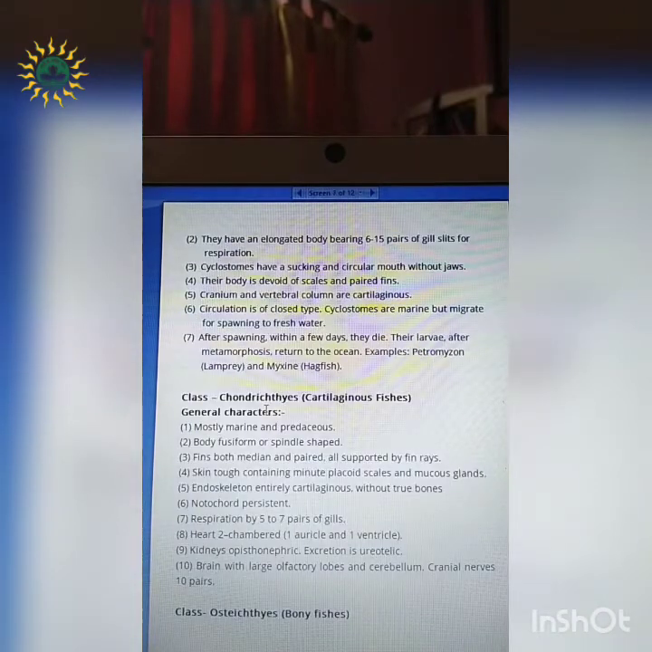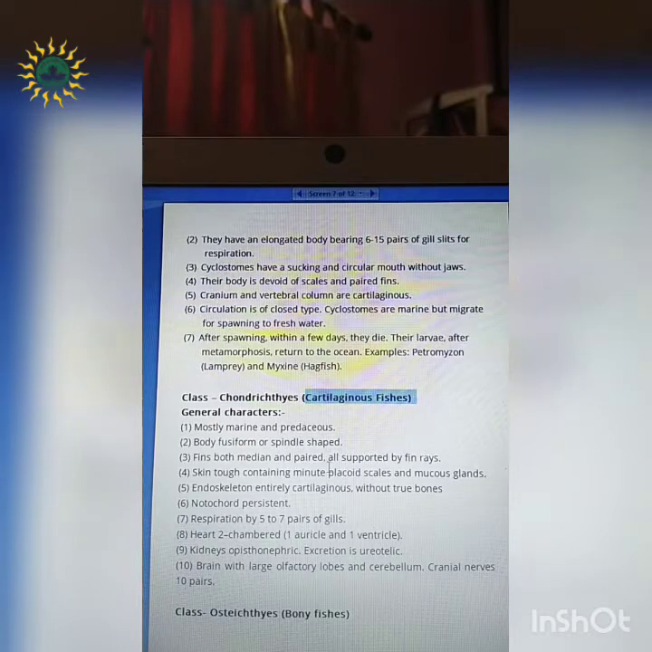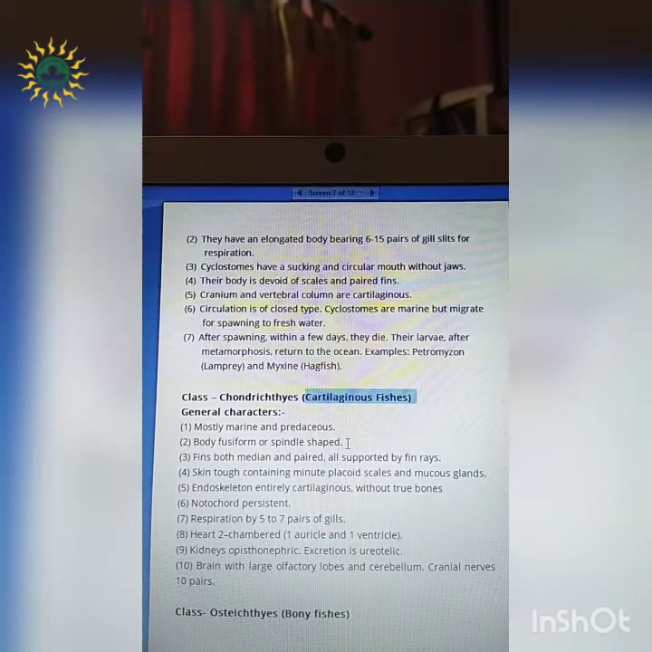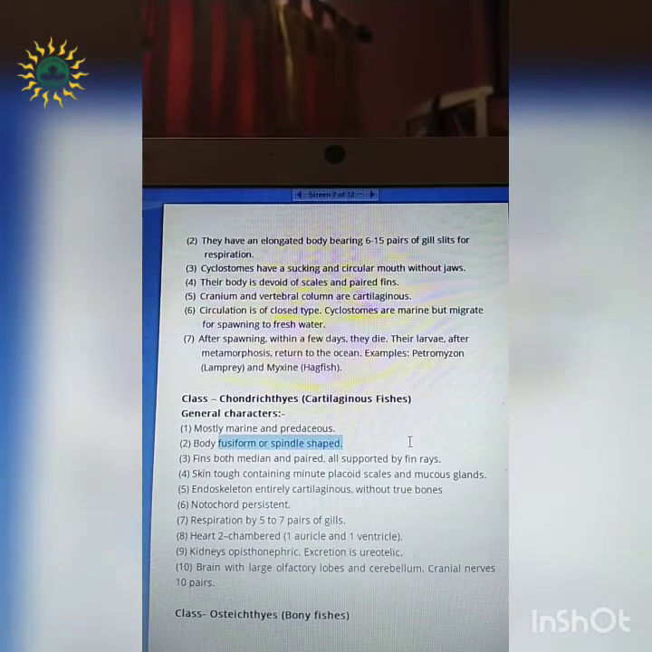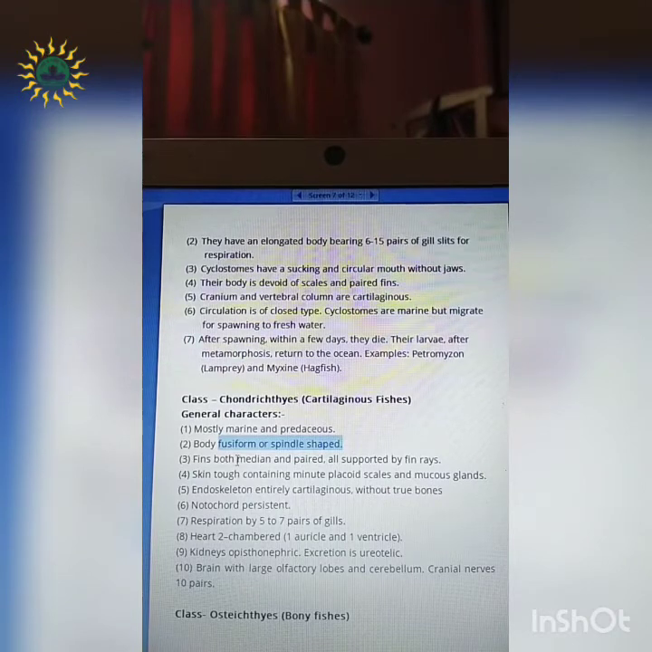So firstly, Chondrichthyes. These are specifically the cartilaginous fishes. Cartilaginous, as I have mentioned, means the fleshy ones. These organisms are mostly marine and predaceous, and the body is fusiform or spindle shaped. Spindle shaped refers to a boat-like structure. The fins are both median and paired. Median means present in the middle part, and paired you all know. All are supported by the fin rays.